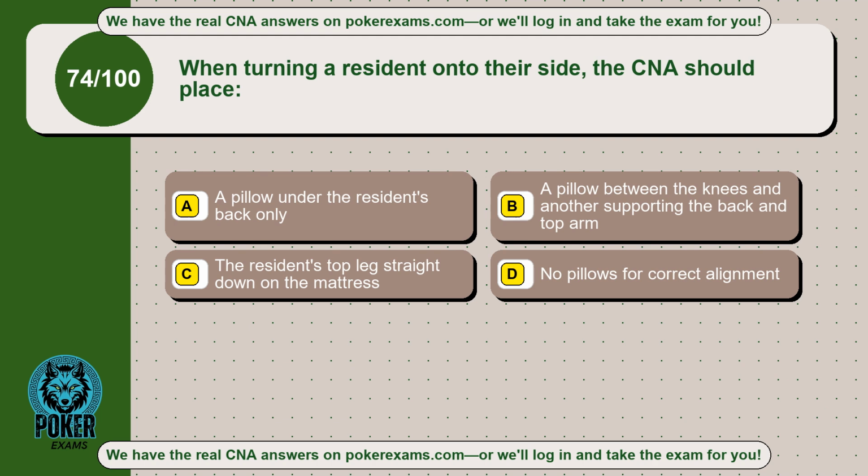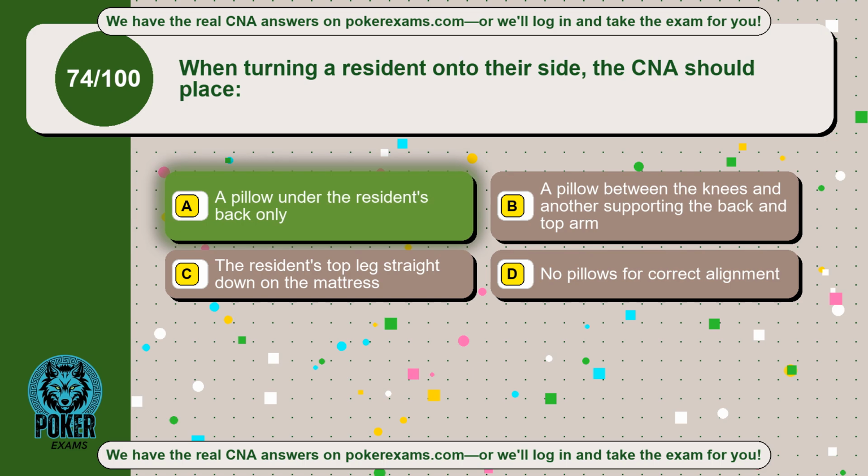Question 74. When turning a resident onto their side, the CNA should place: Option A, a pillow under the resident's back only. Option B, a pillow between the knees and another supporting the back and top arm. Option C, the resident's top leg straight down on the mattress. Option D, no pillows for correct alignment. The correct answer is option A, a pillow under the resident's back only.